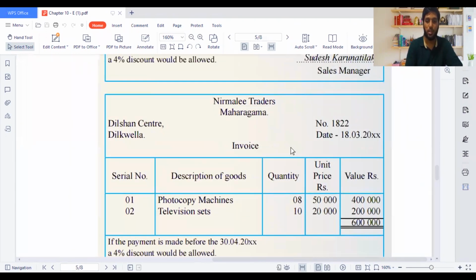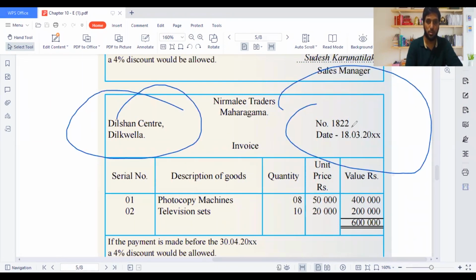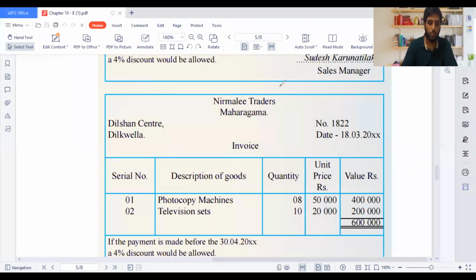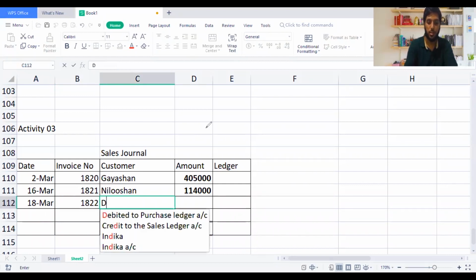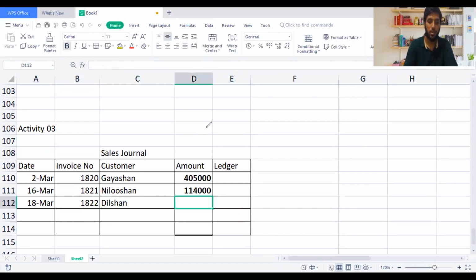Now here, Nirmali Traders, third one, Dilshan Center, page number 141. So I'm going to take Dilshan Center. 1822 is the invoice number, 18/3, and the value is 600,000. So I'm going to move on to the next adjustment, the date 18/3, so third 18, and 1822 and Dilshan, 600,000.